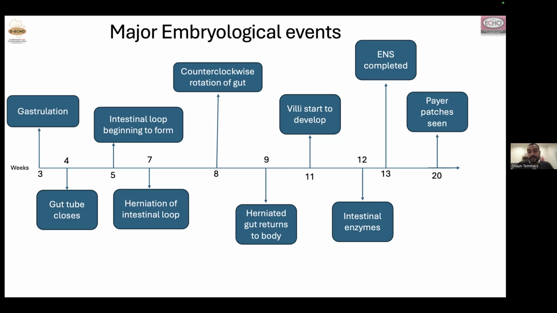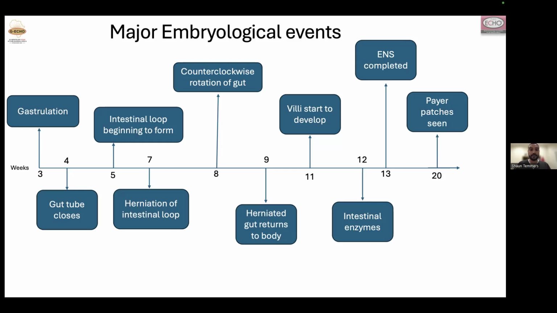The first villi start to develop at around 11 weeks, and they are then populated with intestinal enzymes about a week later. The enteric nervous system is completely formed by 13 weeks of gestation, and it matures throughout early neonatal life to have a completely matured gut at around 6 months of age. The first signs of lymphatic tissue, the Peyer's patches, can be seen at about 20 weeks, and most of those lymphatic cells are predominantly formed within the gut wall, and they remain there for the entirety of both childhood and adult life.